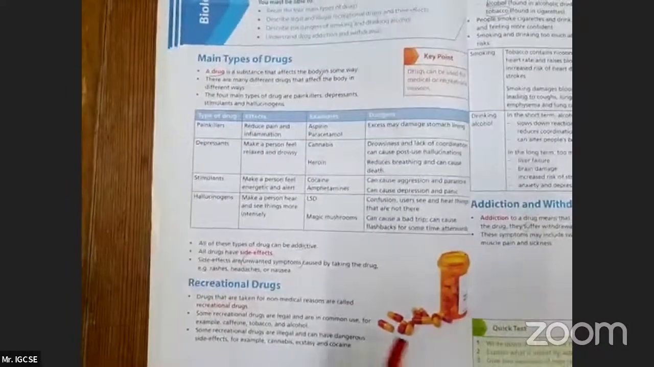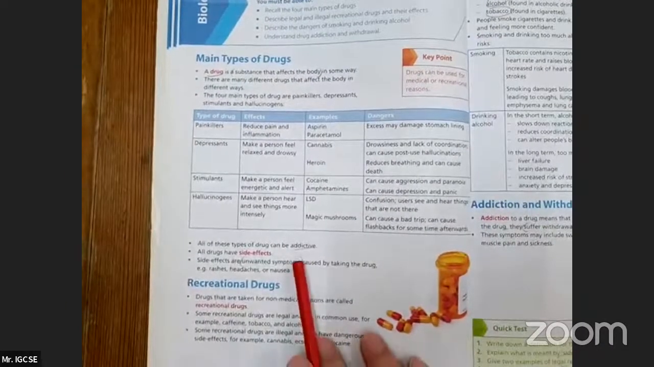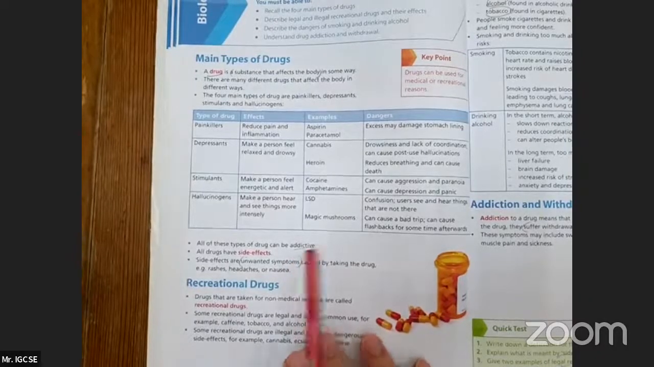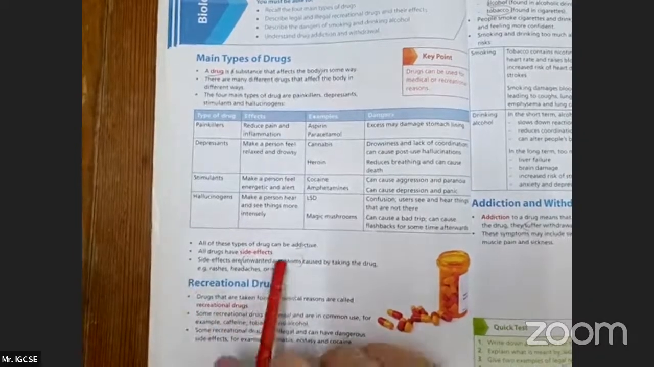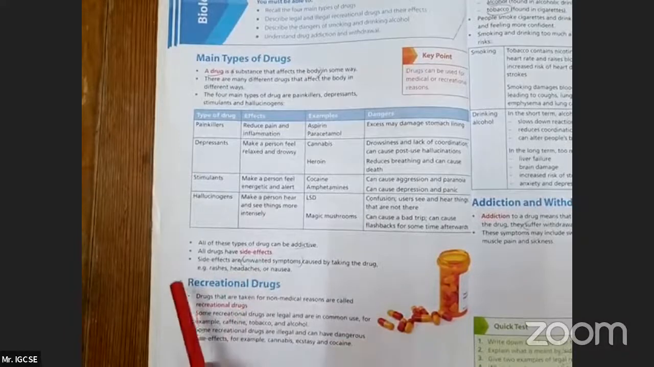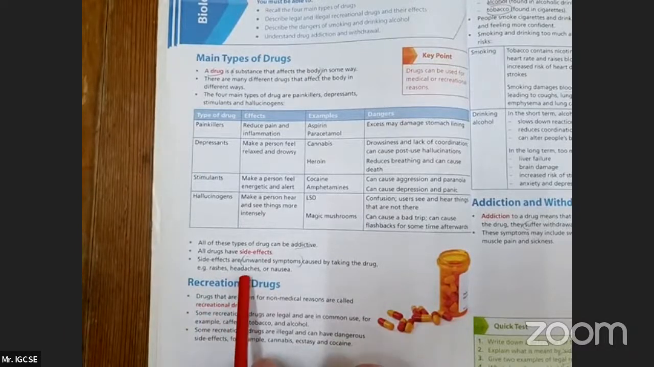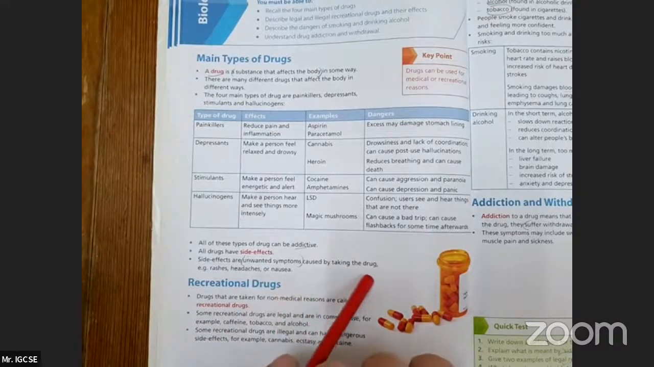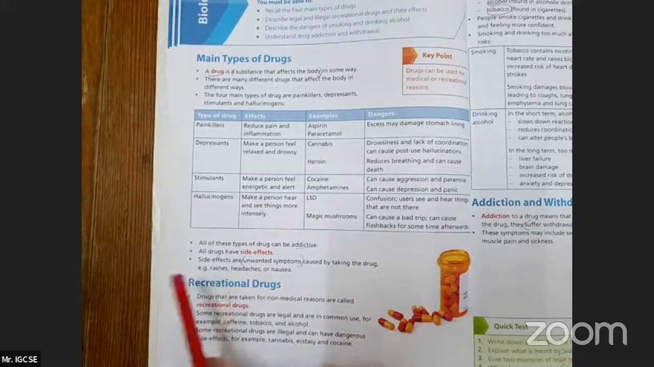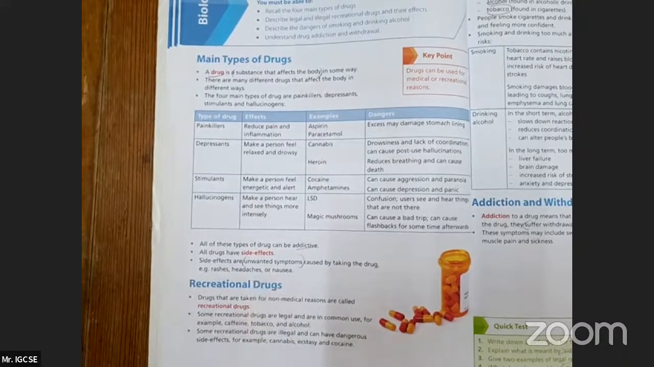So all of these types of drugs can be addictive and have a lot of side effects. Side effects are unwanted symptoms caused by taking drugs, such as rashes, headaches, and nausea.